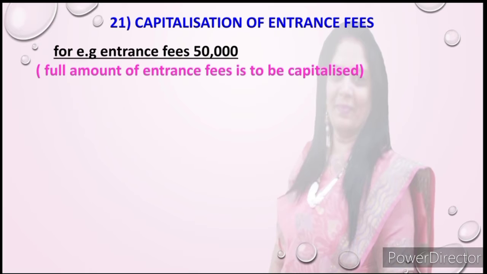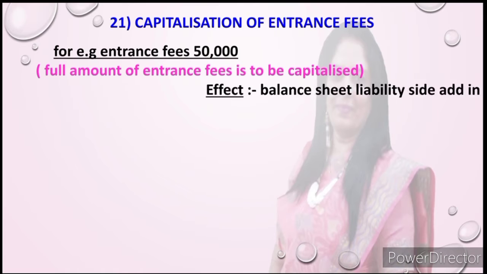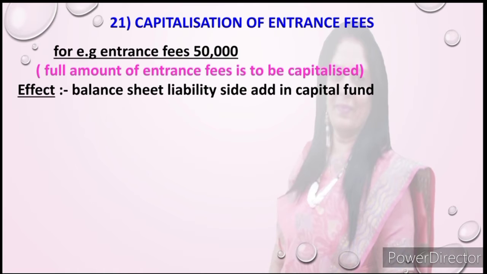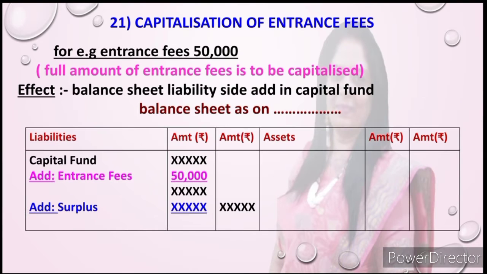Again some more information is given that the full amount of entrance fees is to be capitalized, which means the whole amount 50,000 rupees will be capitalized. So in the balance sheet liability side you have to add in the capital fund. In that capital fund, entrance fees will be added, rupees 50,000, and then you can add surplus, or if there is a deficit then you have to deduct the amount of deficit.